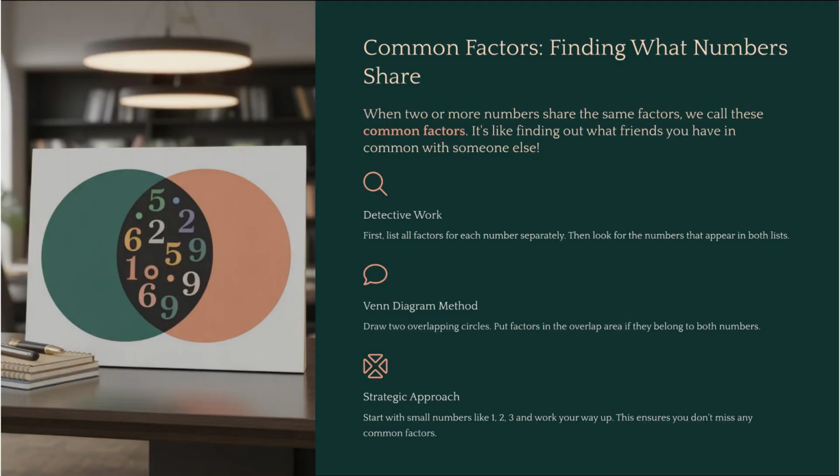When we look at two or more numbers, we can find common factors, the factors they share. To do this, you list all the factors for each number, and then circle the ones that appear in both lists. This is a very helpful technique, especially when you need to simplify fractions to their lowest terms.